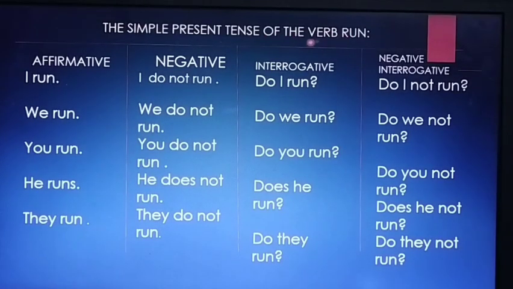Next I have made a chart of the verb run in affirmative, negative, interrogative and negative interrogative. So I run, I do not run, do I run, do I not run. So if you practice these sentences easily, you can form simple present in affirmative, negative, interrogative and negative interrogative. Also he does not, they do not, you do not.